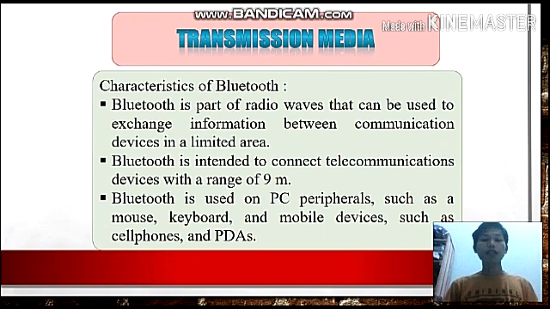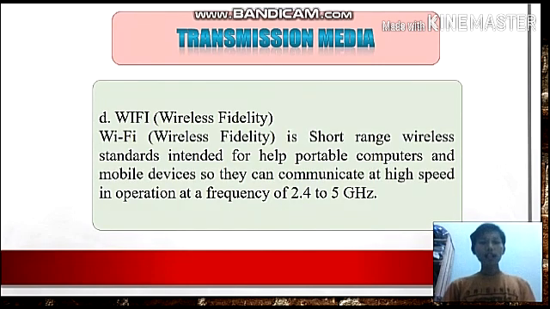Bluetooth is a part of radio waves that can be used to exchange information between communication devices in a limited area. Bluetooth is intended to connect telecommunication devices within a range of 9 meters. And Bluetooth is used for PC peripherals such as a mouse and keyboard, and mobile devices such as cell phones and PDAs. And the fourth purpose of the radio wave is Wi-Fi or wireless fidelity.